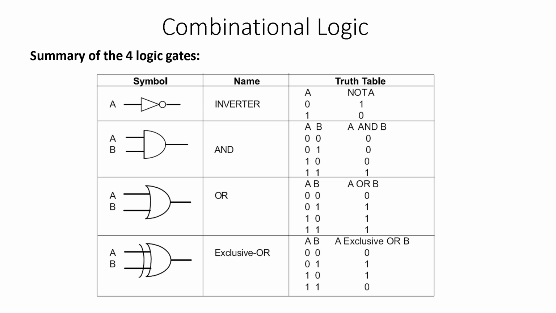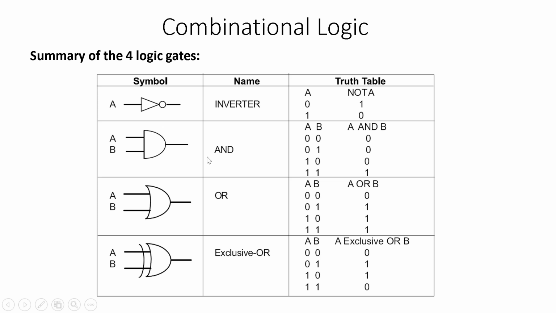Now we are going to look at the summary of the 4 logic gates. We have this symbol for our inverter or the NOT gate, or we say complement. So the truth table, that means if the input A is equal to 0, then NOT A is 1. Remember that there are only two values that our variable can hold.